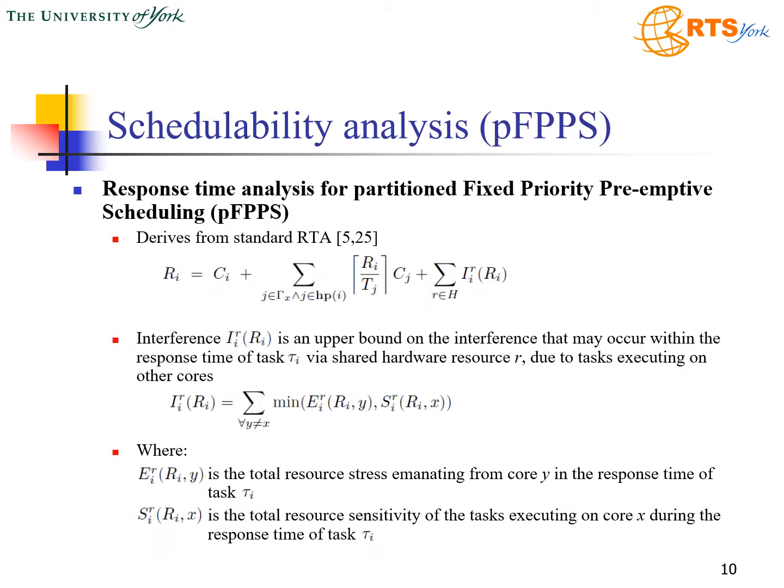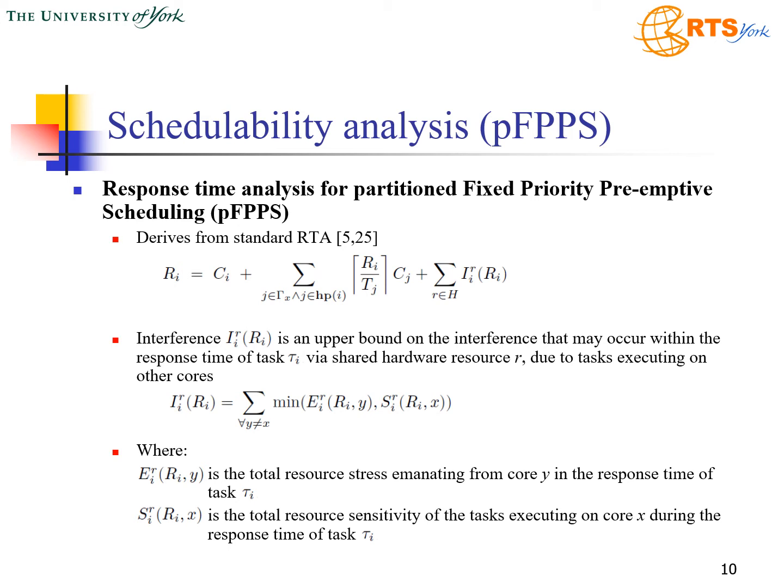So now we can put this into some equations. If we look at partitioned fixed priority preemptive scheduling, first of all, the analysis derives from the standard response time analysis. However, we now have an additional interference term, and this interference term is an upper bound on the interference that may occur within the response time of the task under analysis due to interference occurring on a shared hardware resource from tasks executing on other cores.